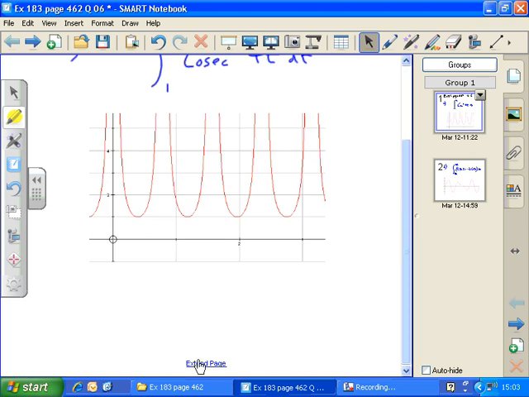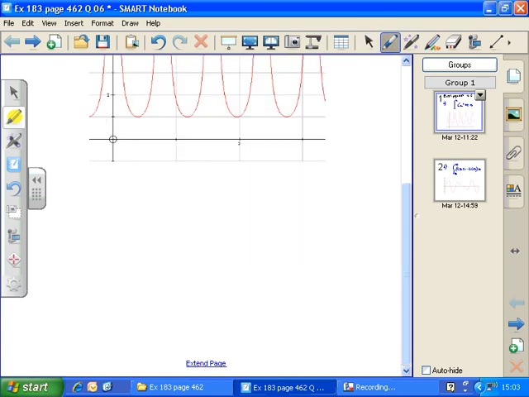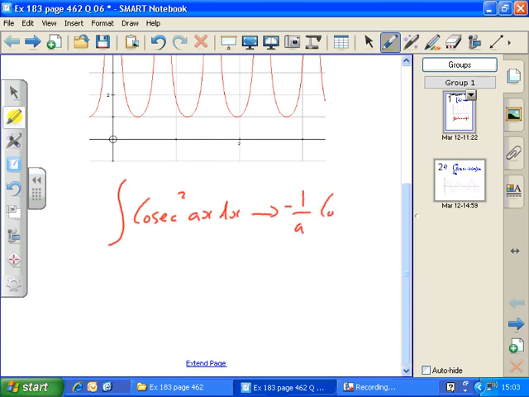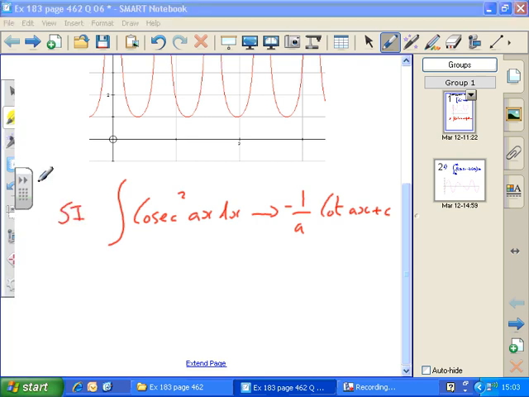So this is a standard integral, and if you look in the standard integral text, you'll see that the integral of cosec squared ax with respect to x equals minus 1 over a cotangent ax plus c. So that's the standard integral that we're going to use in this case. So what's the integral we have to do?